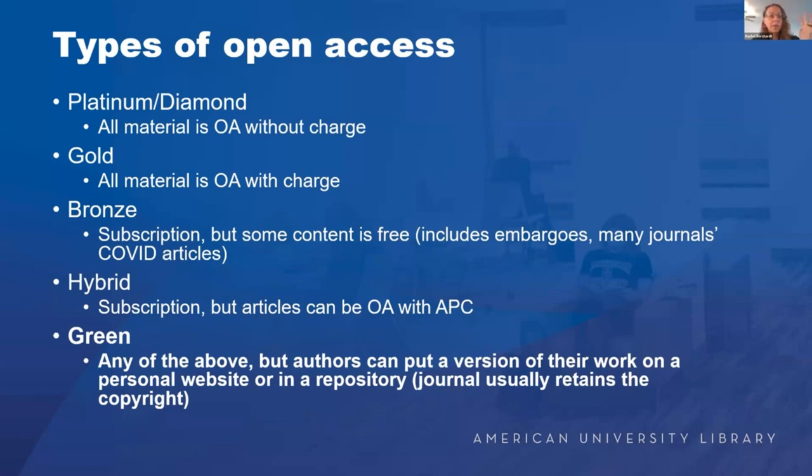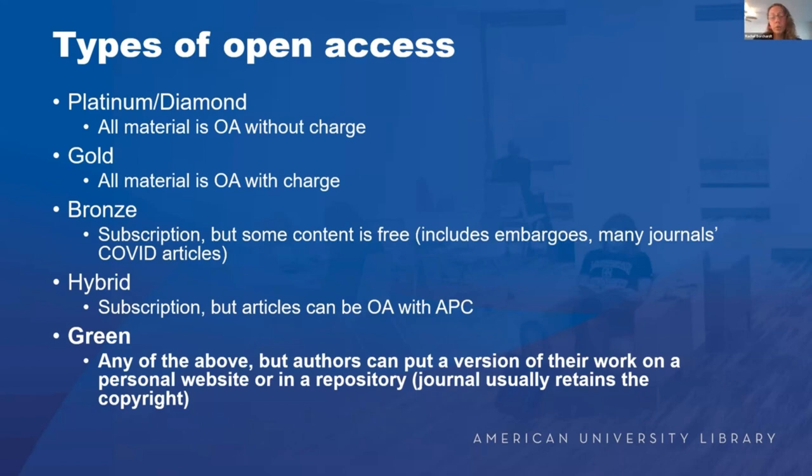So the first four types all apply to journals. Journals can have different designations of how they make information openly available. Starting with the top one, which is usually called diamond or platinum, where everything in a journal is immediately freely available and there's no charges to authors. So you send your material in, they accept it, they publish it openly, usually with a Creative Commons license, and there's no fees involved. And that journal is supported through other financial means, usually like a university might support a diamond or a platinum journal.